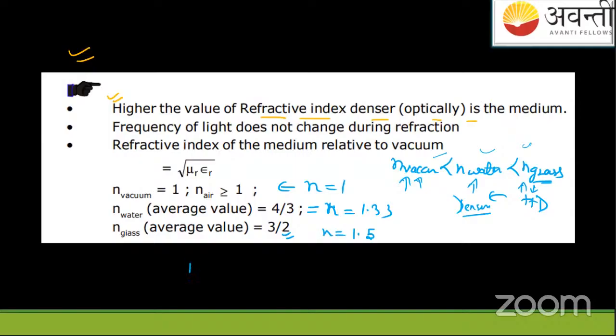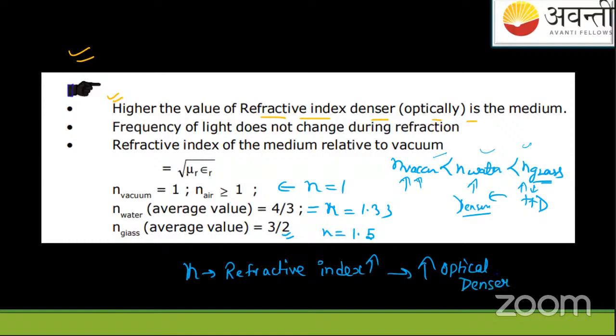Yes. So more refractive index means what? More optical density. The medium which has more refractive index is optically denser. Got it? Now what's the next thing?